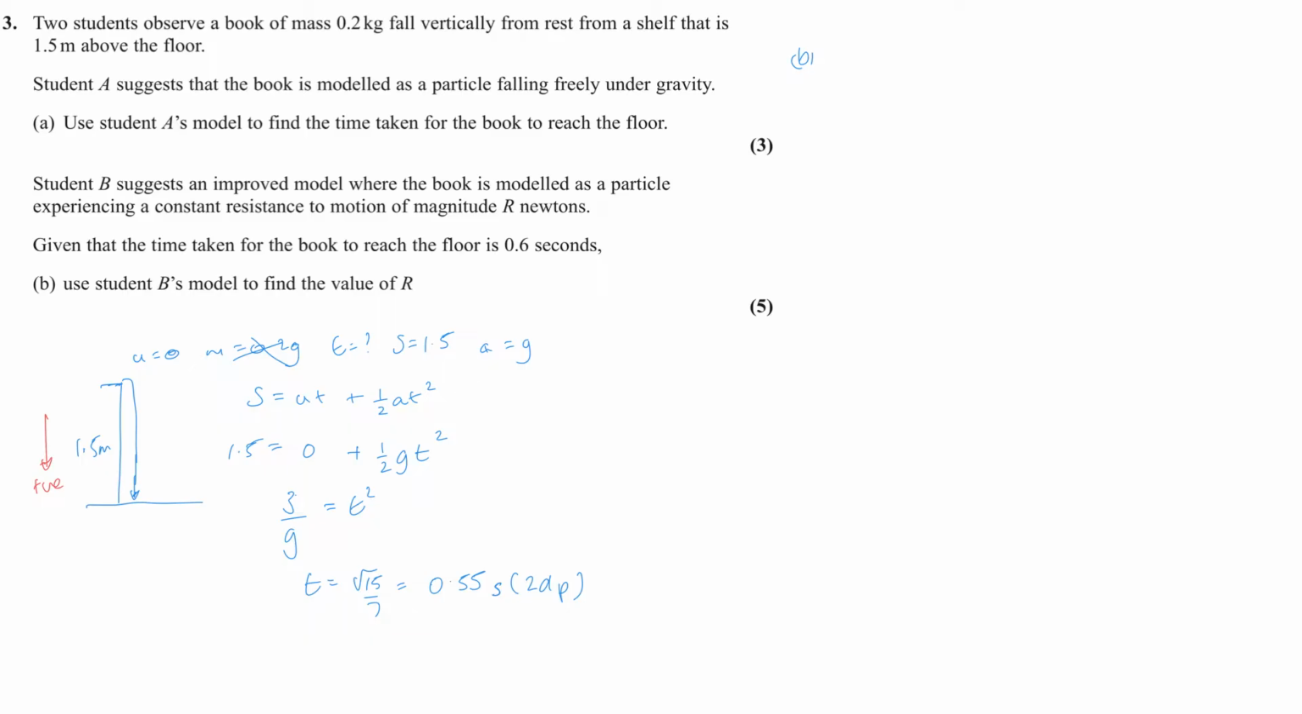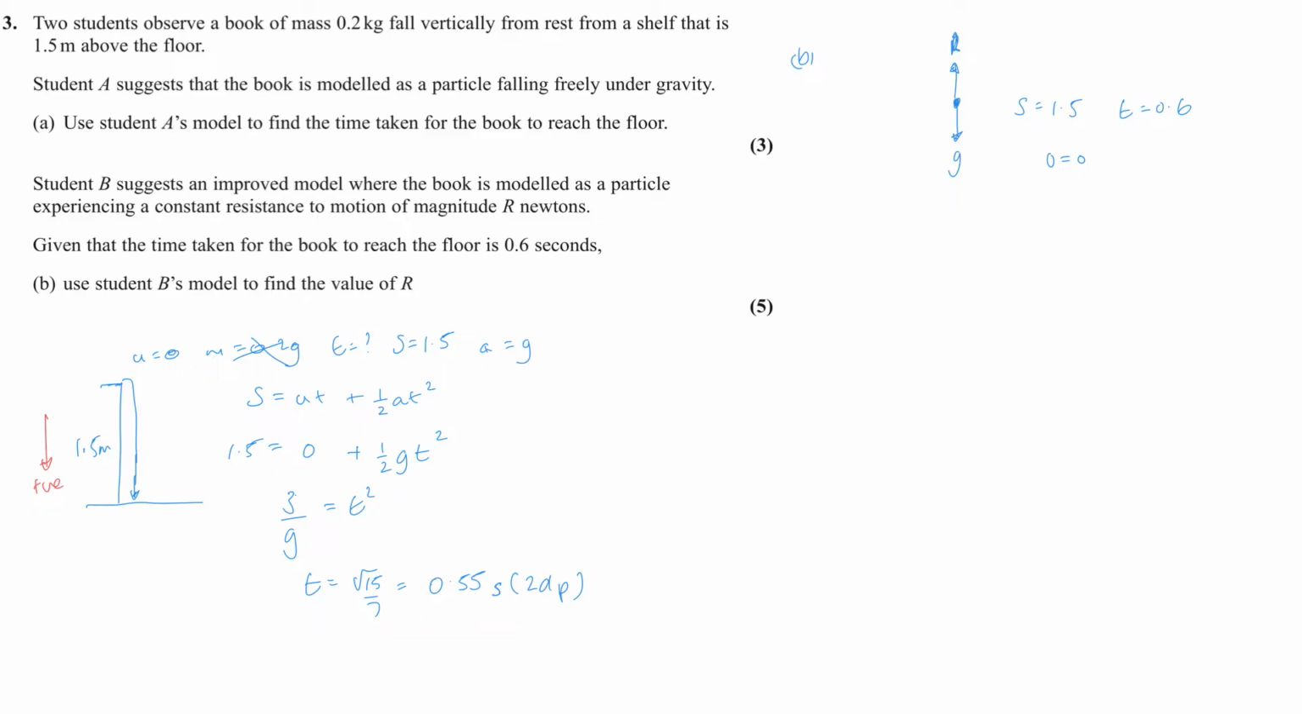Okay, so the second student suggests there's a particle falling at g but a constant resistance of r. Okay, and then s is still 1.5, t is 0.6, u is still 0.